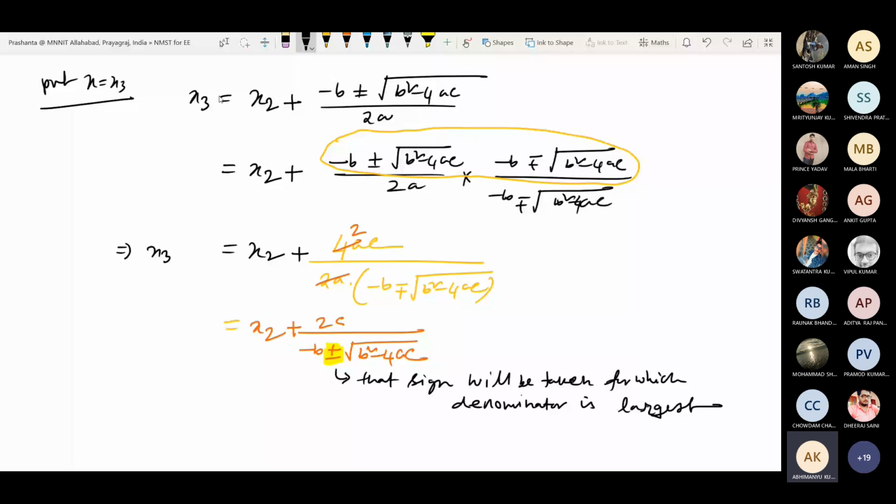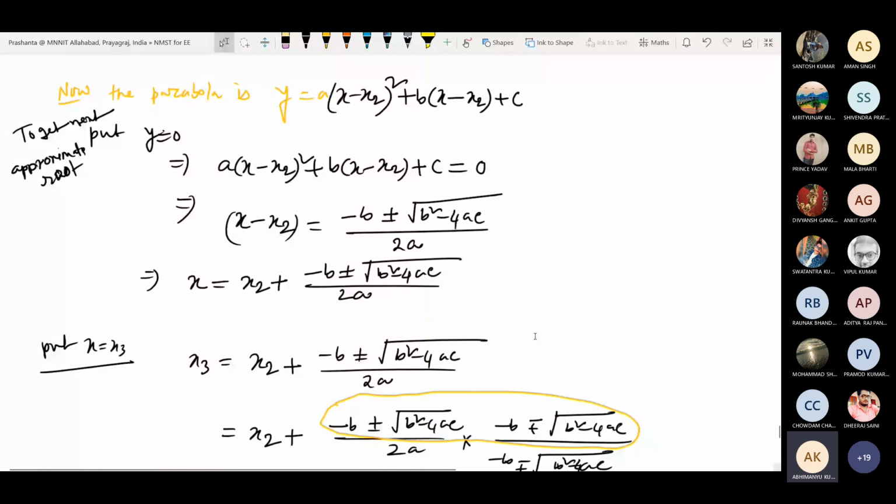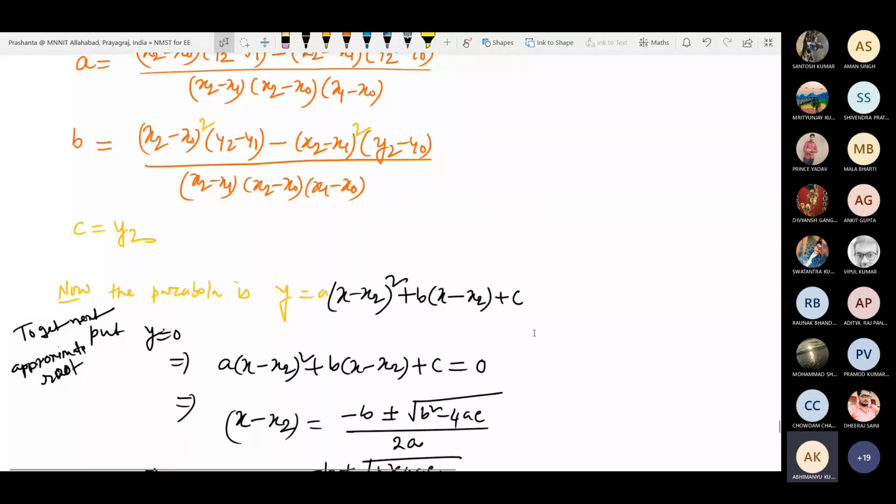That is x3. So if you choose three initial guesses x0, x1, x2, then by Muller's method, the next approximate root will be x3, which is given by this formula, and a, b, c are given by this.